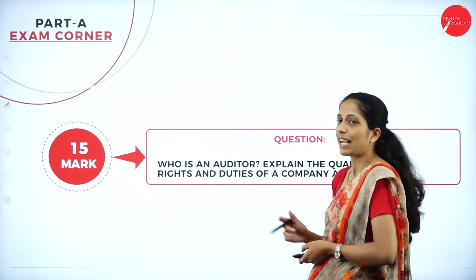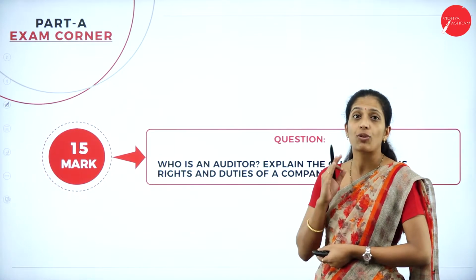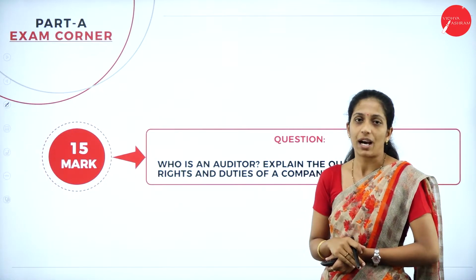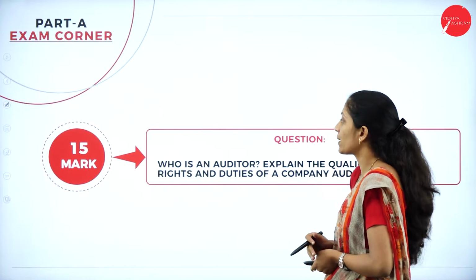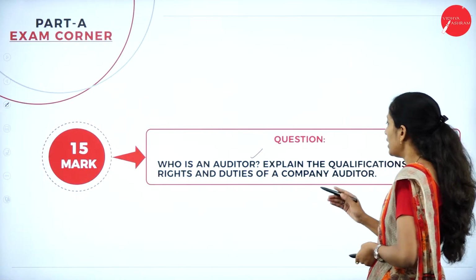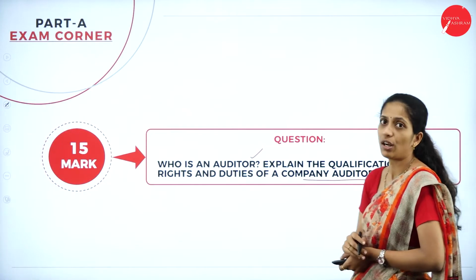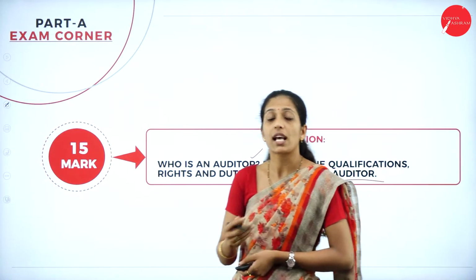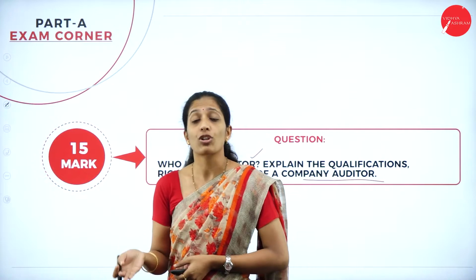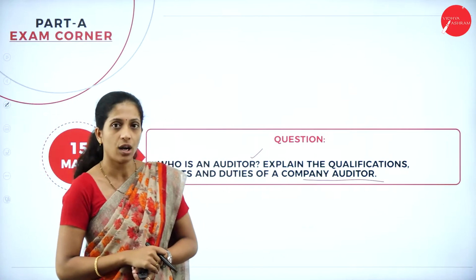Next, moving on to the next question. I have told you at least you have to answer 2 15 marks questions. Now go through the next question. Who is an auditor? Explain the qualification, rights and duties of a company auditor. Or they might ask, who is an auditor? What are the qualifications or disqualifications of an auditor?